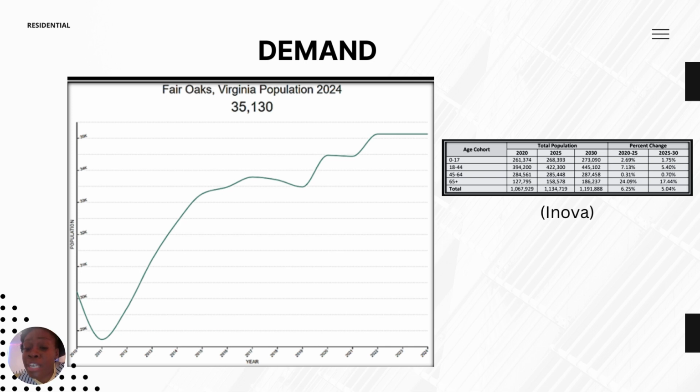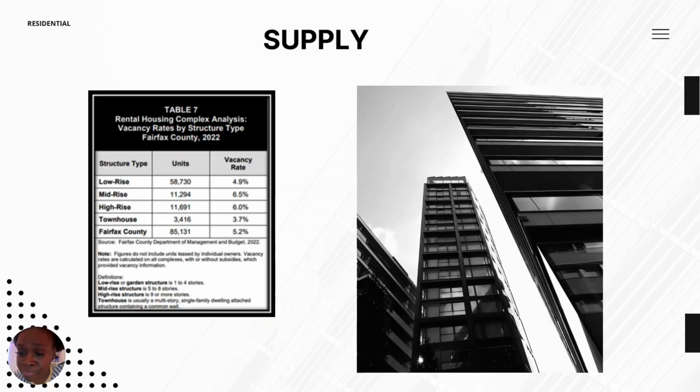And then also I used information from Inova, which is the healthcare system. They projected a 46% increase of individuals in the age group of 65 and older in this area. So there would be a need for senior housing and housing development geared to that segment. And this was all done through the research that I found here.